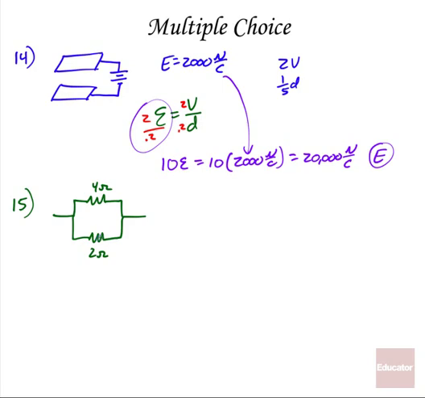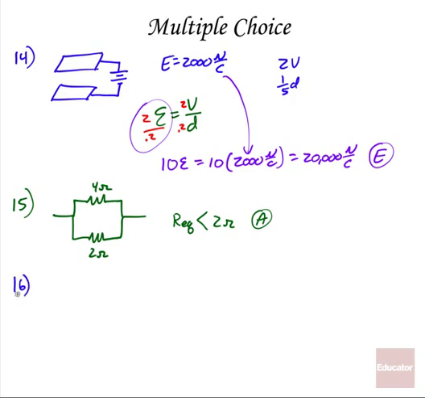resistance must be less than the smallest resistor in that parallel configuration. So R equivalent, my equivalent resistance must be less than 2 ohms. Looking at my answer choices, I only have one answer that's less than 2 ohms. Answer A. Didn't even have to go calculate it.